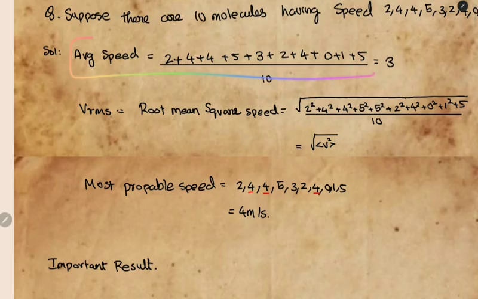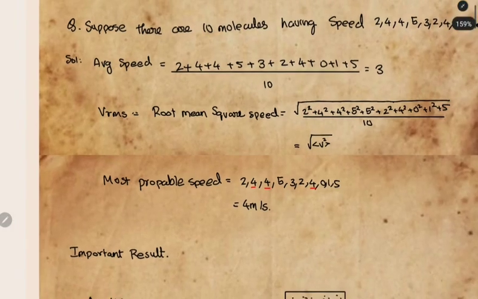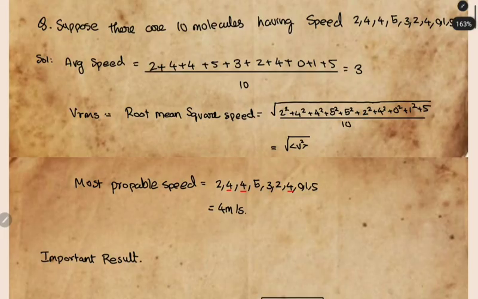So let's see some questions which clear our concepts about average speed and velocity, root mean square, and most probable speed. Suppose there are 10 molecules having speeds 2, 4, 4, 5, 3, 2, 4, 0, and 5. If you just want to find the average speed, it's the same formula. You just add every speed and divide by the total number of speeds. This is the simple formula which you have been learning since grade 2.